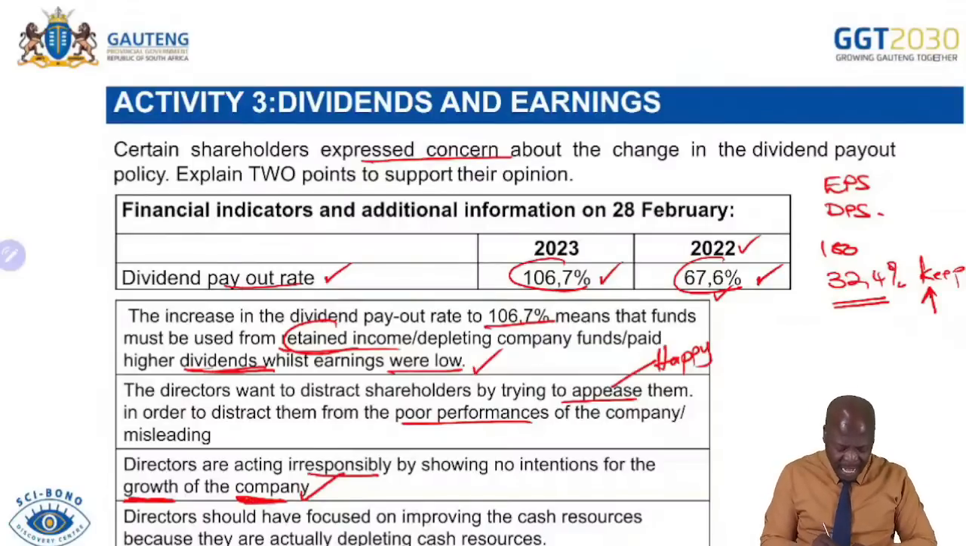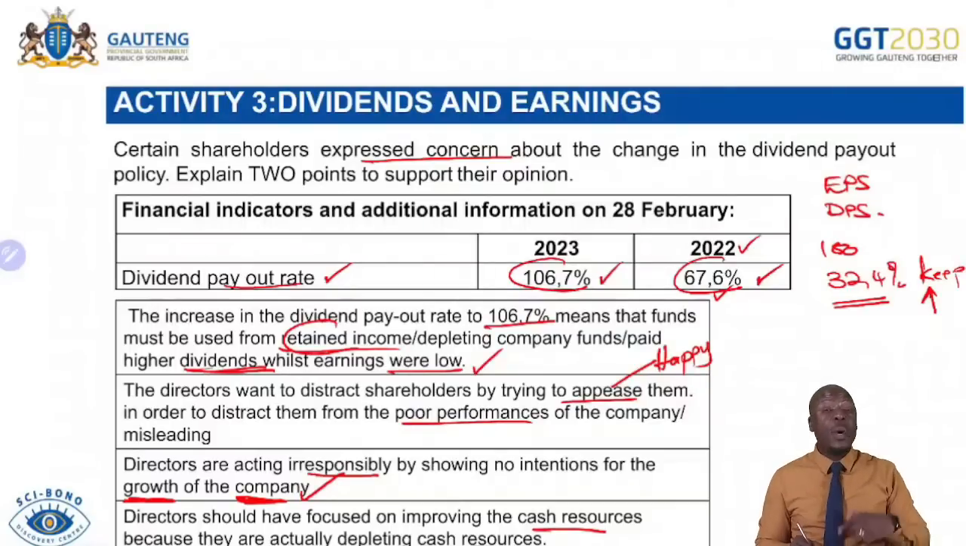Let me go to the last point. The directors should have focused on improving the cash resources because they're actually depleting cash resources. Remember, we looked at the liquidity position of this company and we realized that this company was having cash flow problems meeting its short-term obligations. And these directors are now going and taking of the resources that still remain and they're giving them to shareholders instead of trying to improve these cash resources.